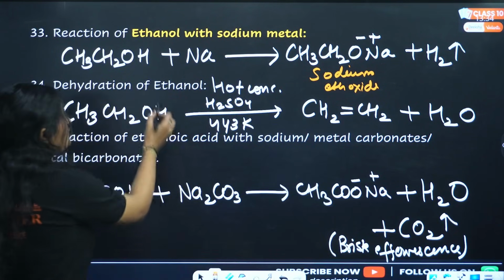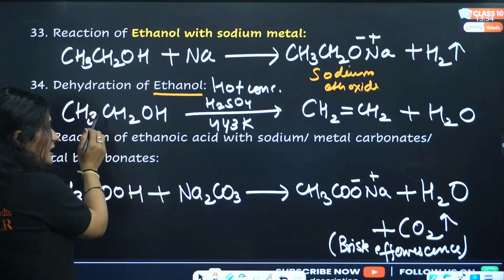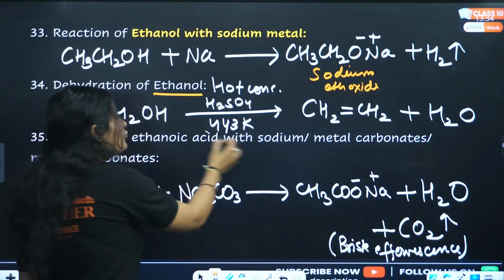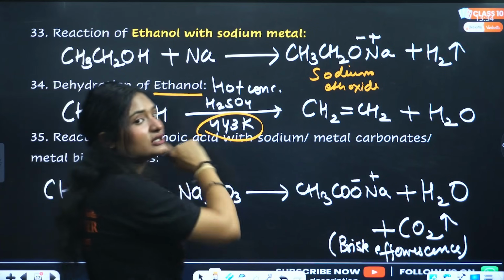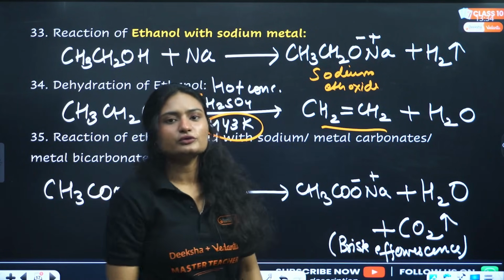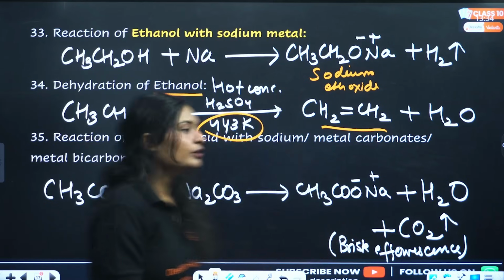Next is dehydration of ethanol. Dehydration means when you put hot concentrated sulfuric acid and heat the solution around 443 Kelvin, what happens? Ethanol gets converted into ethene. Dehydration means removal of one water molecule, and there is a removal of one water molecule.